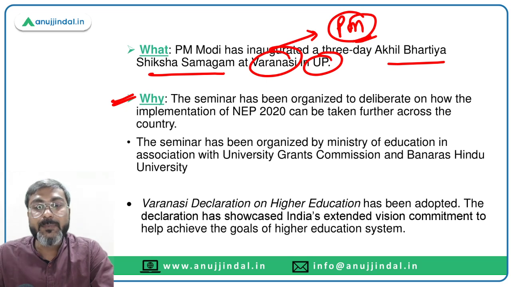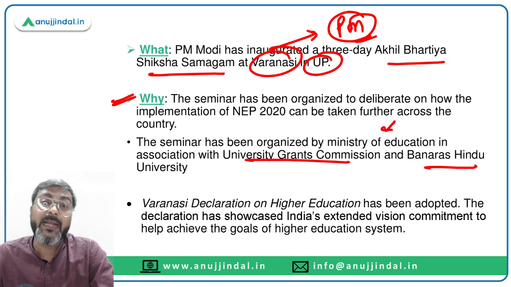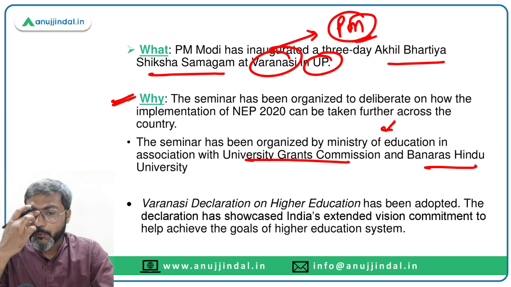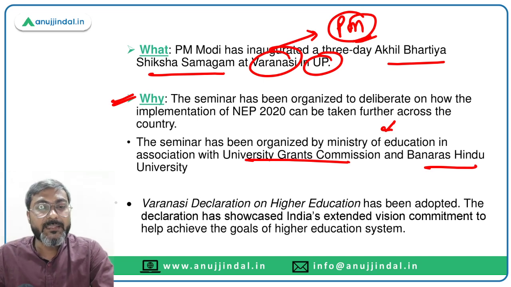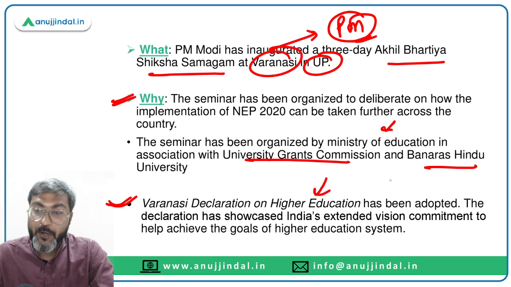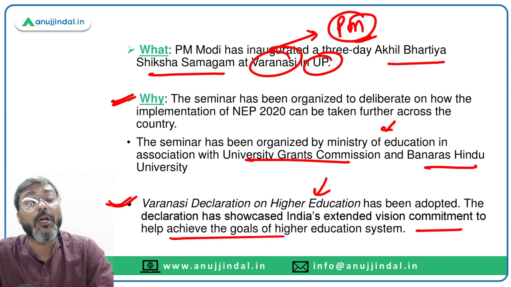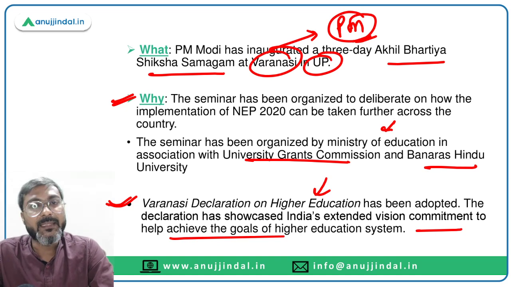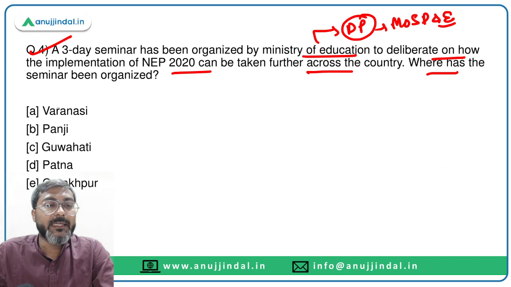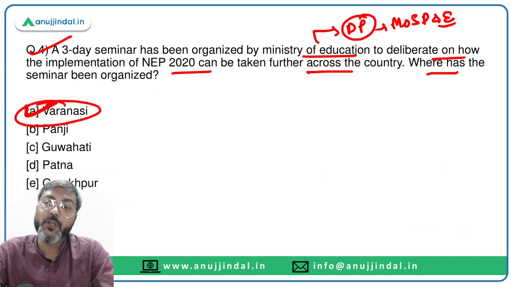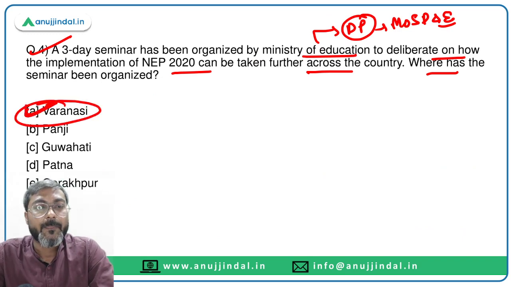And it has been organized by Ministry of Education in collaboration with University Grants Commission and Banaras Hindu University, BHU, right? And during the seminar, the Varanasi Declaration on Higher Education was adopted, which showcased India's extended vision and commitment to help achieve the goals of higher education system in the country, right? So therefore, the correct answer is Varanasi. Option A is the correct answer.